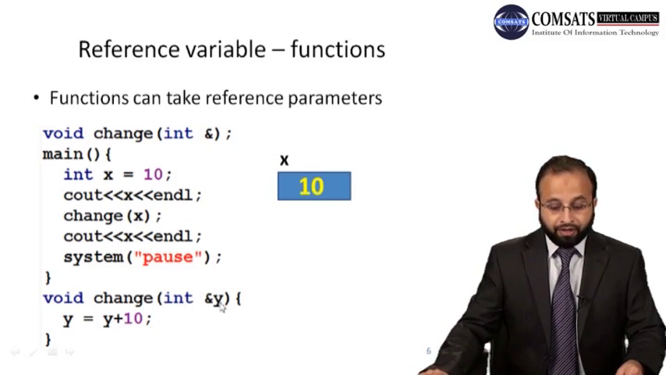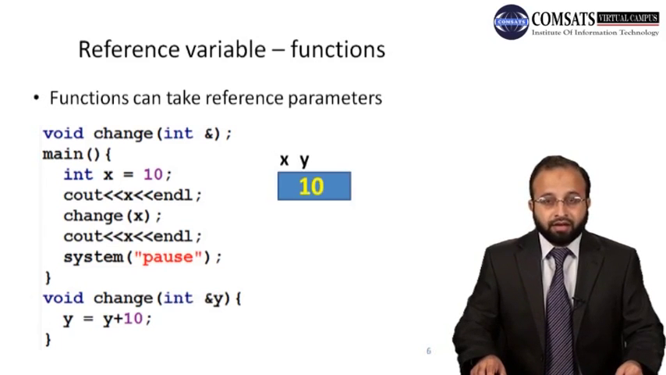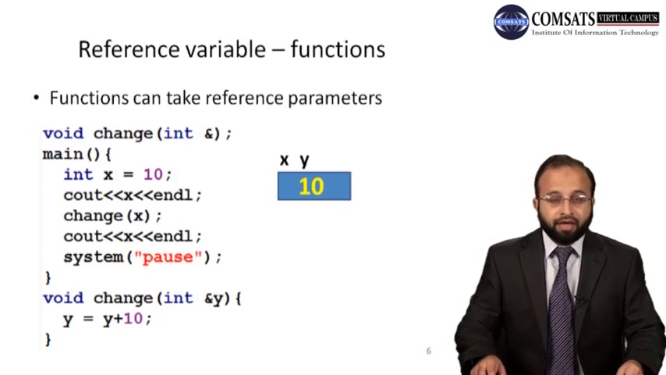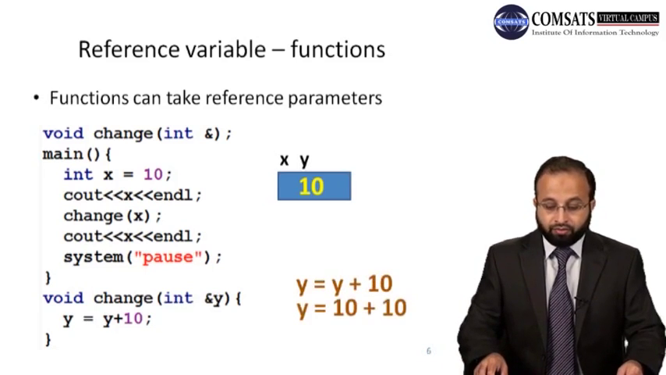So what happened over here? y will become the name for the memory location that is allocated for variable x. Now within the change function you can access the memory that is allocated for the variable x of main using y, and the same memory can be accessed using the variable name x within the main function. So when the statement y = y + 10 is executed, it is actually y = 10 + 10, and y = 20. So 20 will be stored in y, it will be stored here like this.